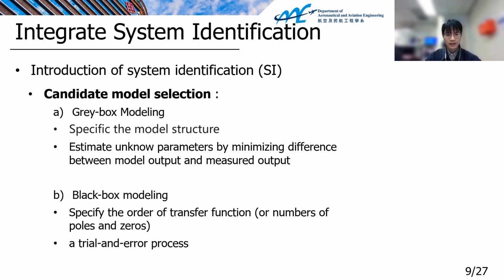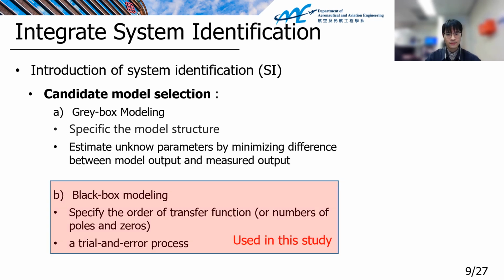In black box modeling, we only need to specify the order of the transfer function or the numbers of poles or zeros. So this is a trial and error process. For simplicity, we use this method in our study. Now I want to talk a little more about black box modeling.